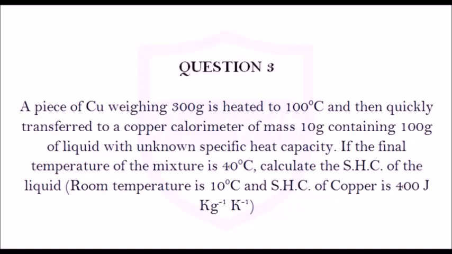Question 3. A piece of copper weighing 300 grams is heated to 100 degrees Celsius and then quickly transferred to a copper calorimeter of mass 10 grams containing 100 grams of liquid with unknown specific heat capacity. If the final temperature of the mixture is 40 degrees Celsius, calculate the specific heat capacity of the liquid. Room temperature is 10 degrees Celsius and specific heat capacity of copper is 400 joules per kilogram per Kelvin.